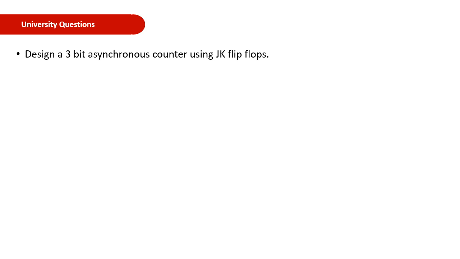The third flip-flop is triggered from the output of the second flip-flop. So here you have to draw the truth table first, then you have to draw the circuit diagram for the 3-bit counter using JK flip-flops, then you have to draw the timing diagram.